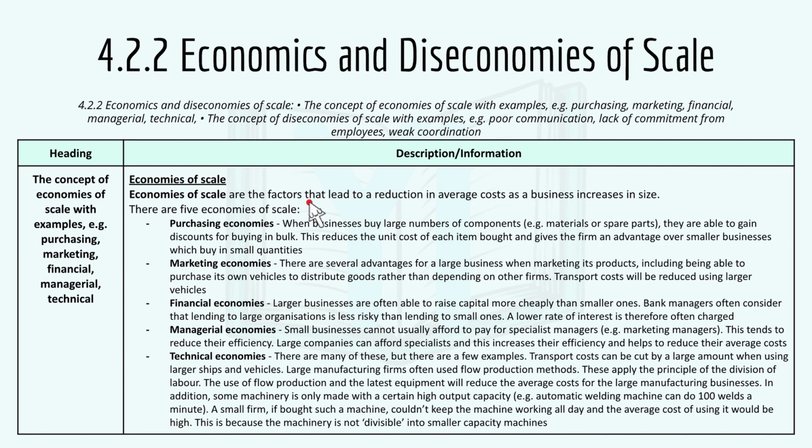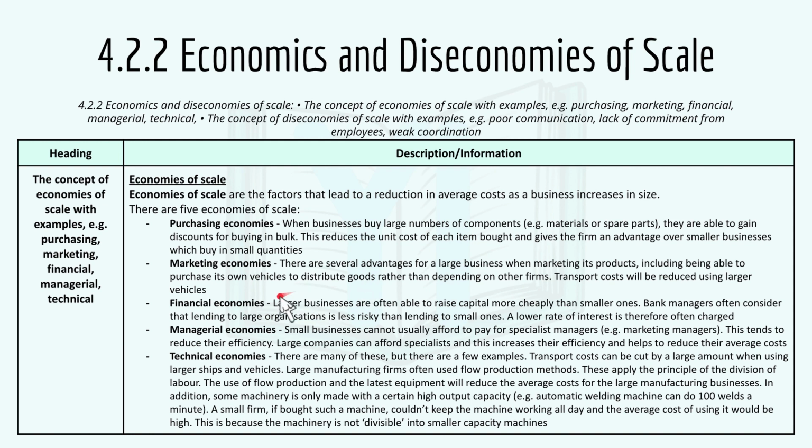Number 1, purchasing economies. When businesses buy large numbers of components, they are able to gain discounts for buying in bulk. Number 2, the marketing economies. There are several advantages for a large business when marketing its products, including being able to purchase its own vehicles to distribute goods rather than depending on other firms.